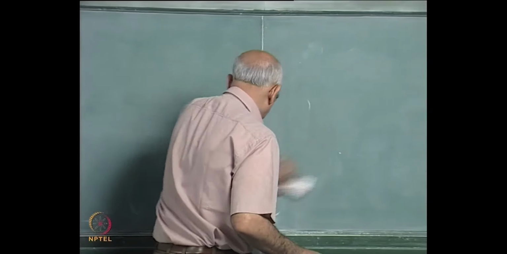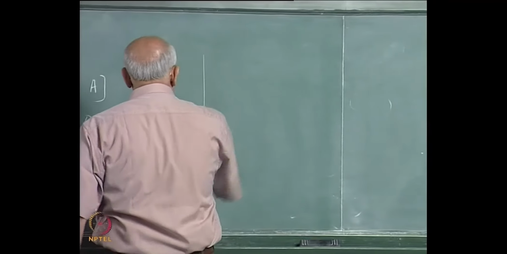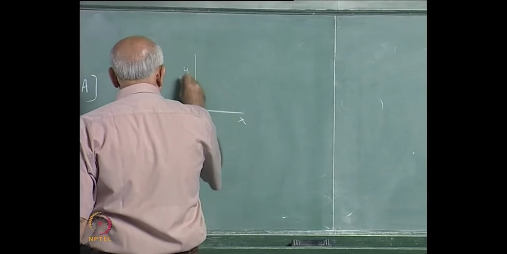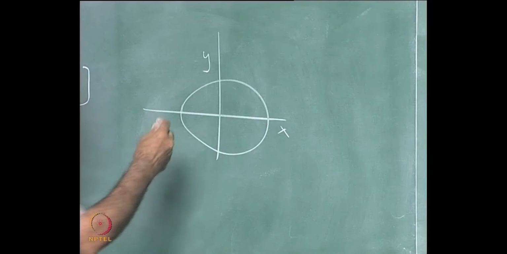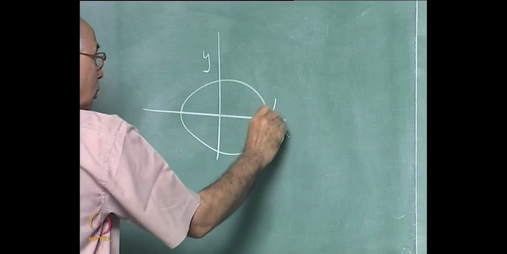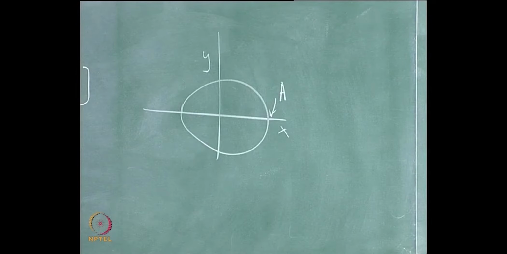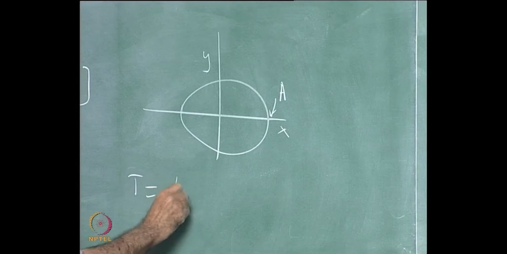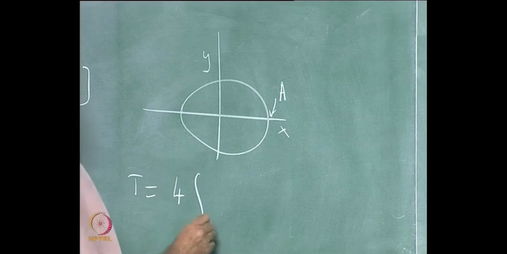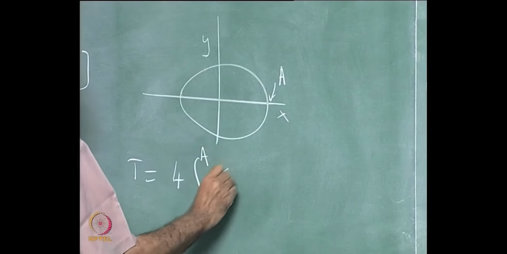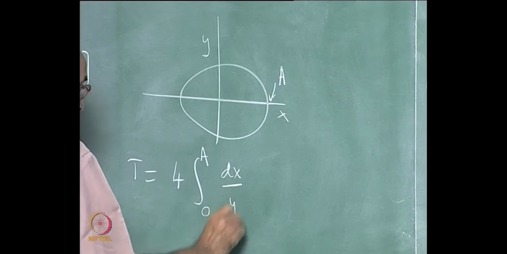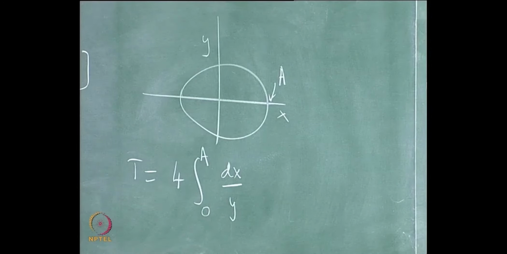So let us do that. In the xy plane, the motion is something like this. We need to find the time period of this motion. This is the amplitude a here, and the time period is equal to 4 times the time taken from 0 to a, the integral of dx over x dot, which is y.